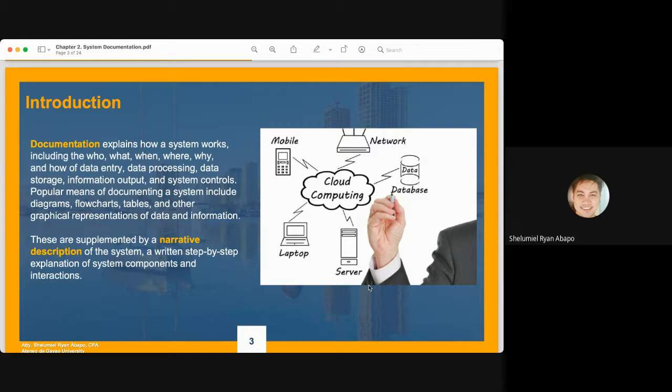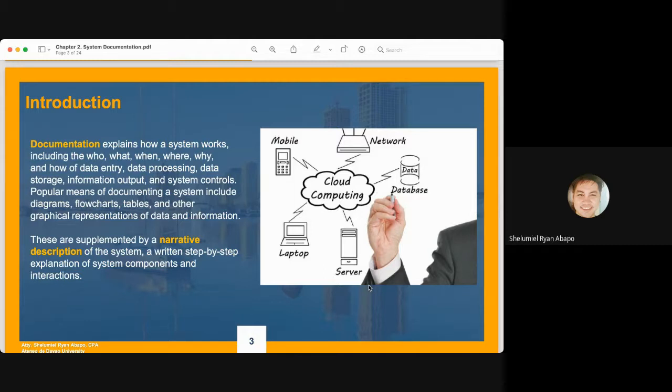So under our prevalent textbooks and sources, documentation explains how a system works, including the who, we call them actors, the what, which is the subject matter, the when, which is the timing of the process of that particular system, the where, the location, the why, which is the rationale, the idea behind it, and the how, which is the manner of doing data entry, data processing, data storage, information output, and system controls.